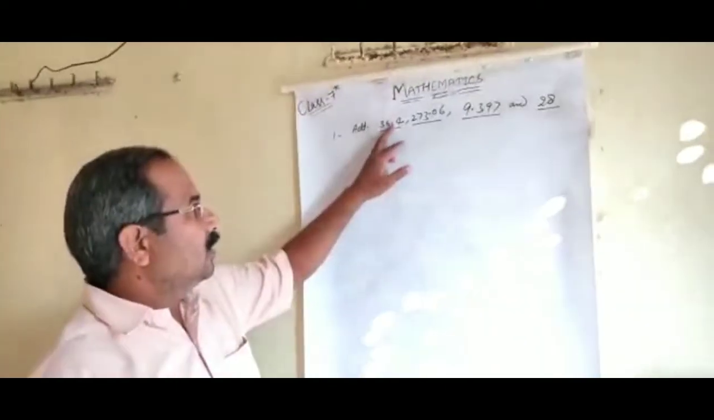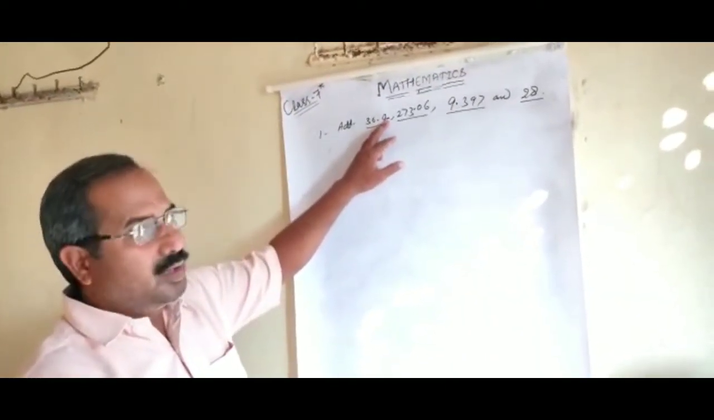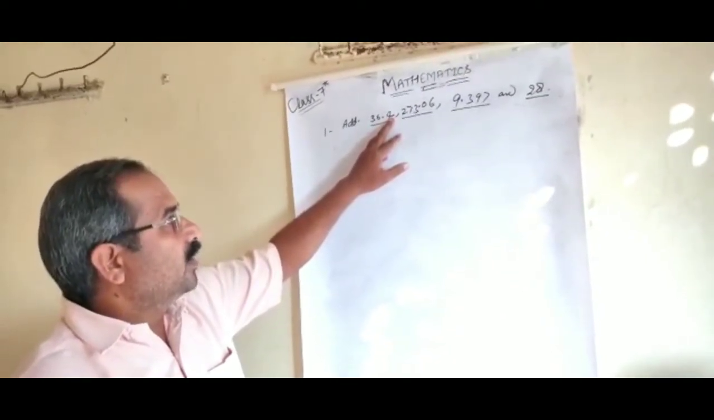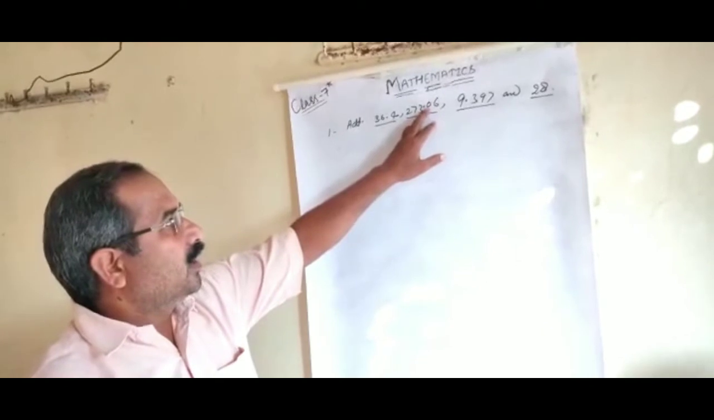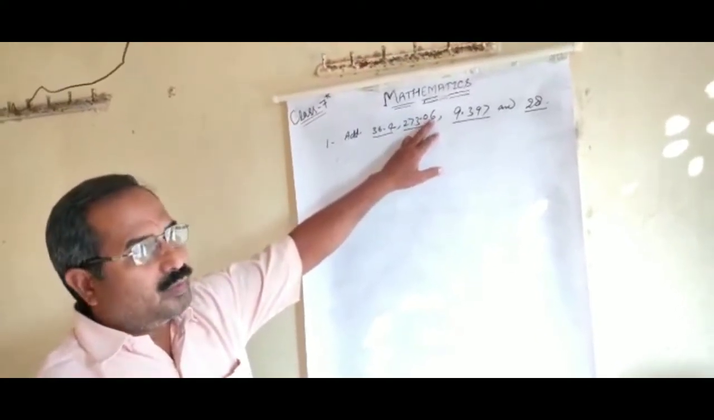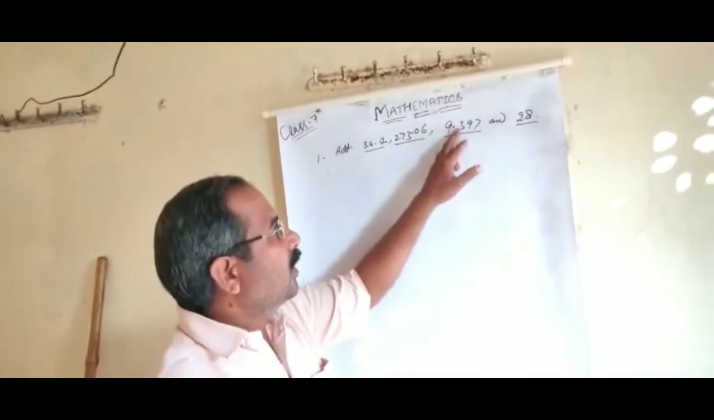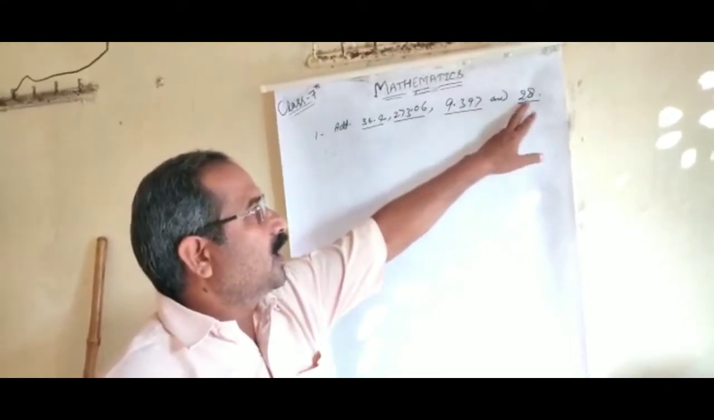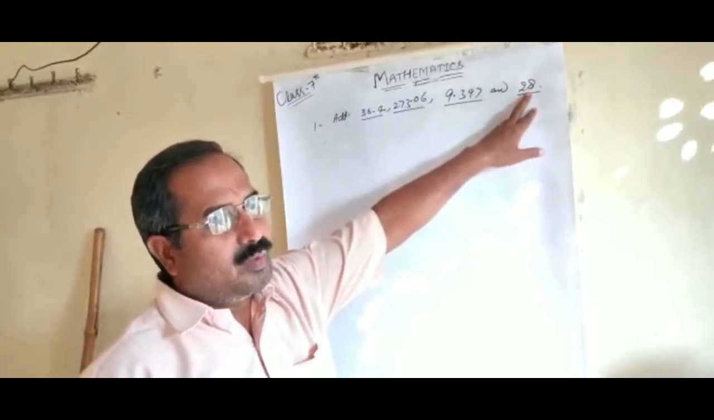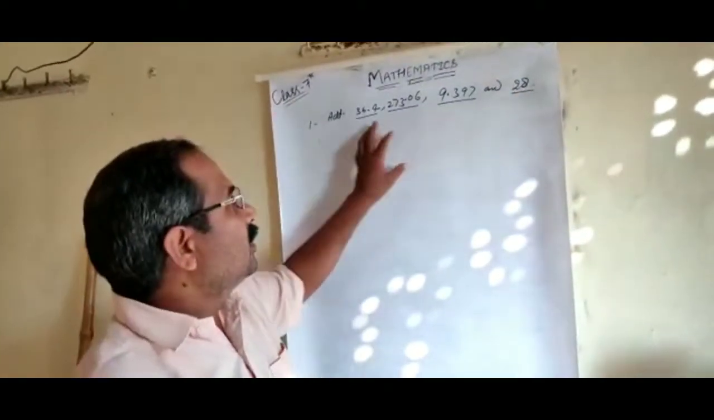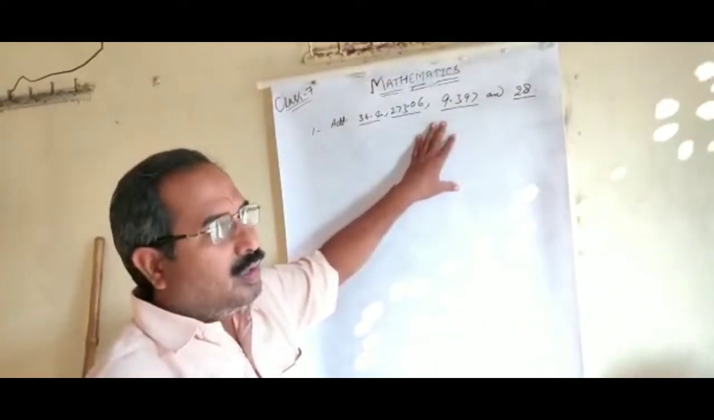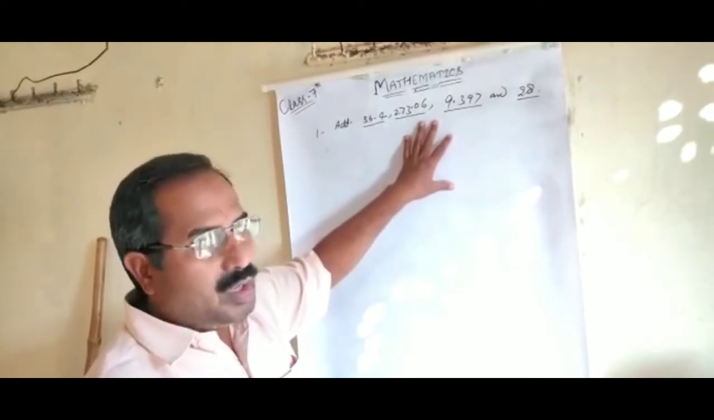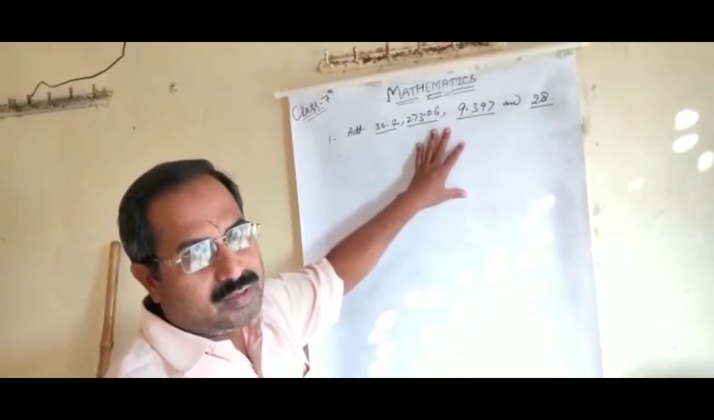Here you can see after the decimal there is only one digit, only one decimal place. In the second there are 2 decimal places after the point, and in the third there are 3 decimal places, and in this one no decimal places. So for this you have to convert all these numbers into like decimals.